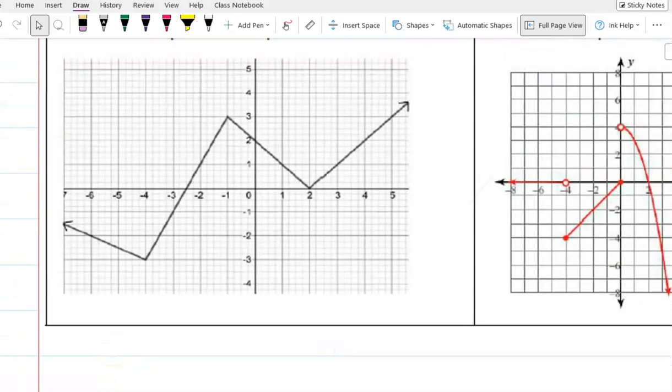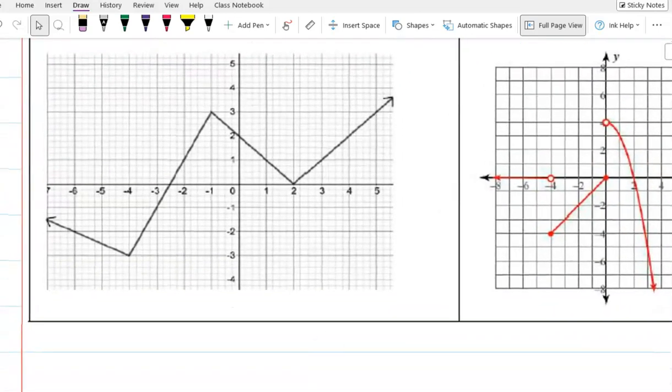Okay, number 9 in the piecewise function. So I can see that that's going to be its own little piece.